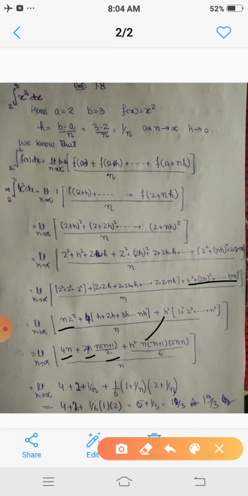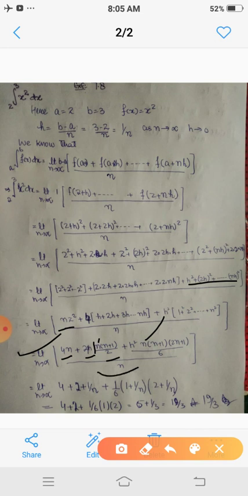Now the sum of the first n squares is n into n plus 1 into 2n plus 1 upon 6. But h is equal to 1 by n, so putting h equal to 1 by n in this equation, we have 4n, and h is here 1 by n, so this n will cancel with this h. Since h is 1 by n, h square is 1 by n square.